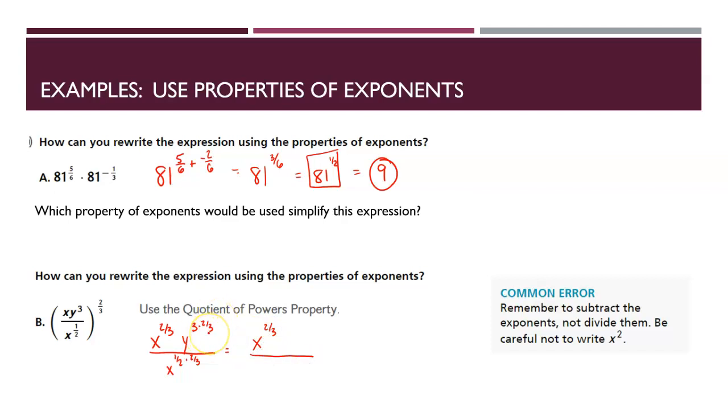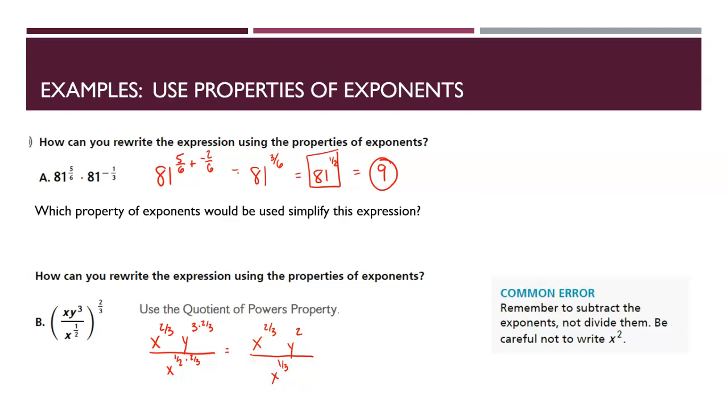3 times 2/3, that's the same as 6/3. If you want to simplify that further, 6/3 would be the same as 2. So I'll just do that all in one step. And then in the denominator, 1/2 times 2/3. If you multiply the numerators together, we would get 1 times 2 is 2, and if we multiply the denominators together, 2 times 3 would be 6. So we get 2/6, which, yes, reduces to 1/3.